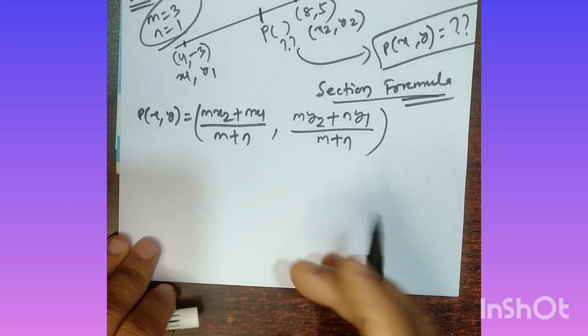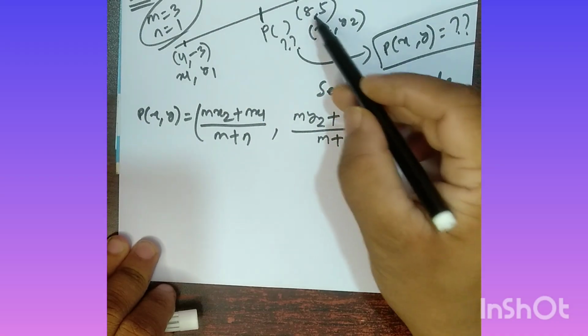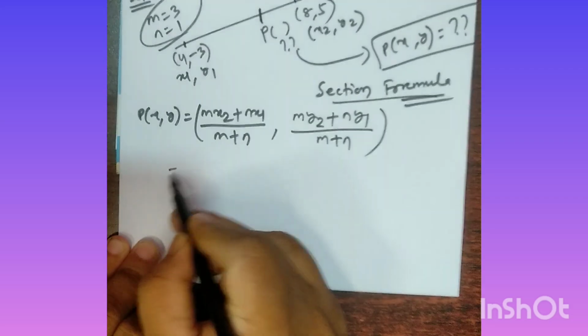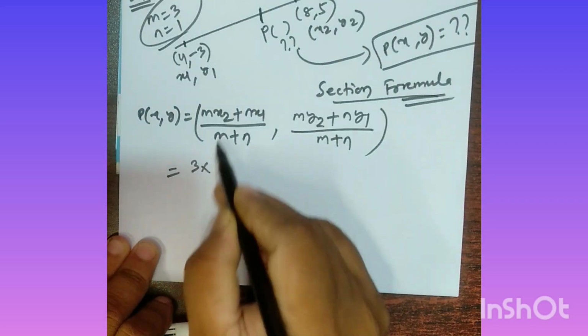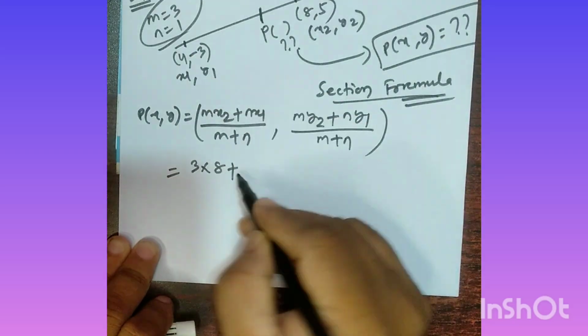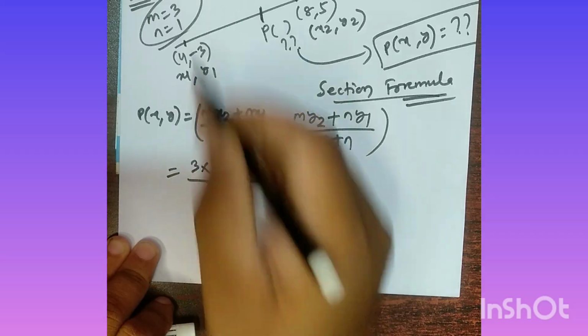Tell me, what is the value of x1? It is 4. The value of y1 is -3. The value of x2 is 8. The value of y2 is 5. Just put the values. The value of m is 3, put it here. x2 is 8, put it here. Plus n, the value of n is 1, put it here. x1 is 4, put it here. By m plus n, 3 plus 1 is 4.